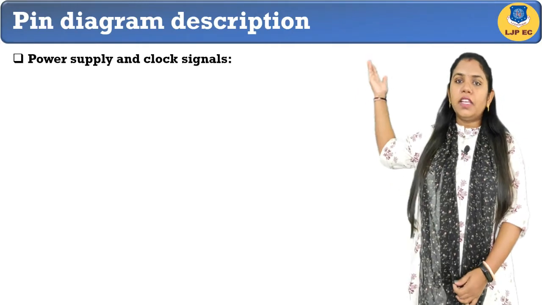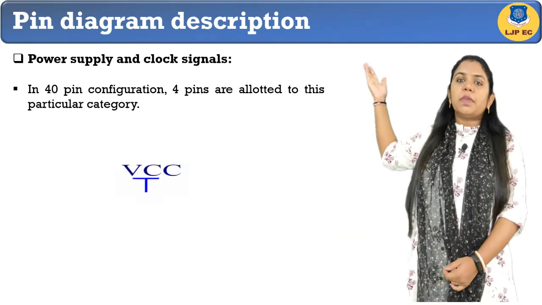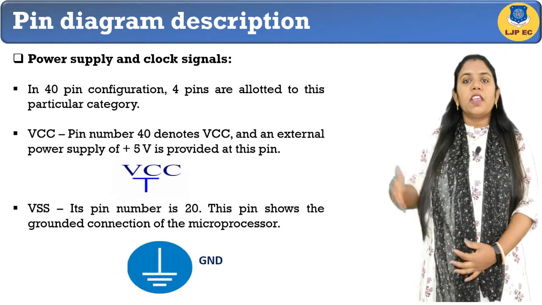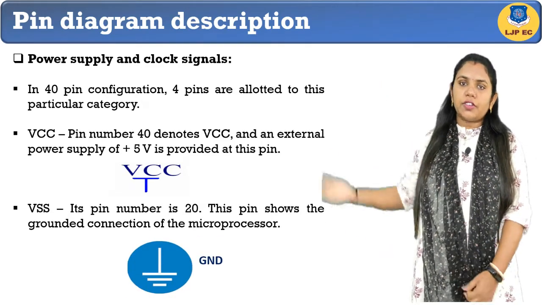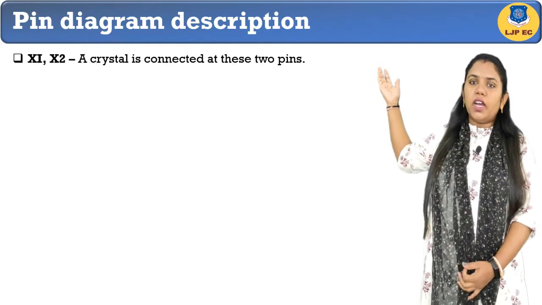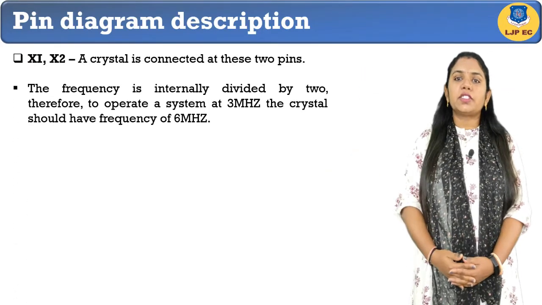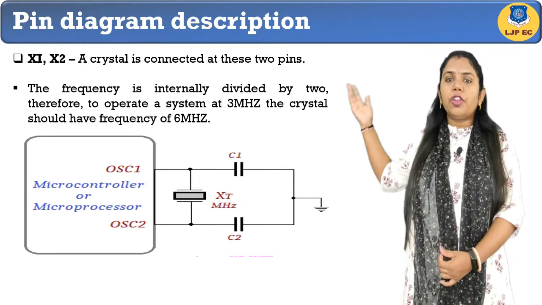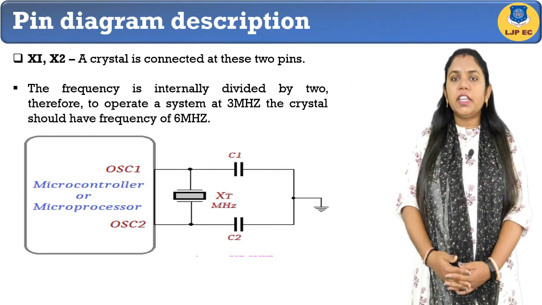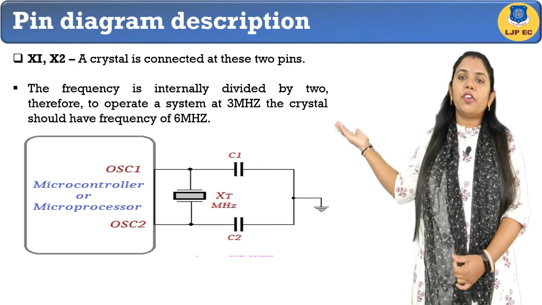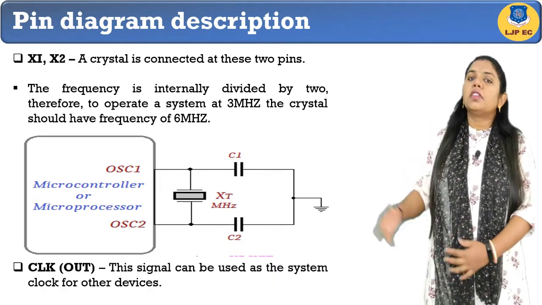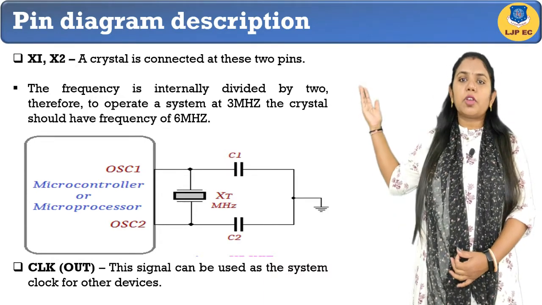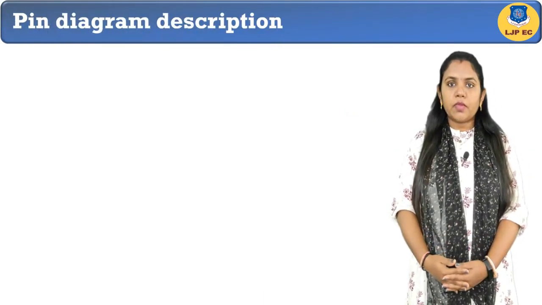Next, power supply and the clock frequency. VCC, plus 5 volt power supply, is used for the microprocessor 8085. VSS is the ground reference voltage or the 0 volt. X1 and X2 are where the crystal is connected. At these two pins, the frequency is internally divided by 2. Therefore, to operate a system at 3 MHz, the crystal should have a frequency of 6 MHz. The next is clock out. The signal can be used as a system clock for the other devices.